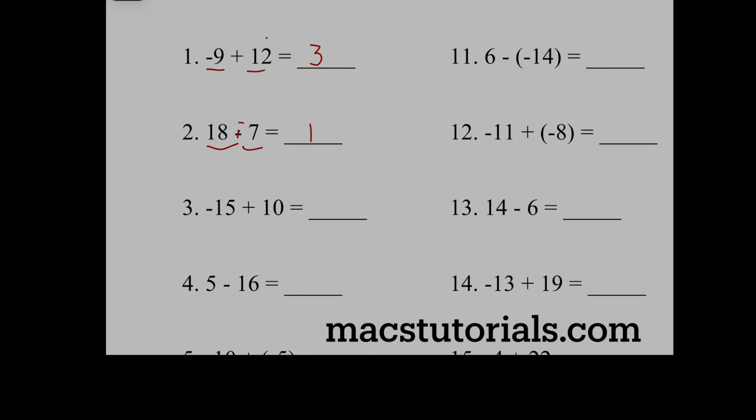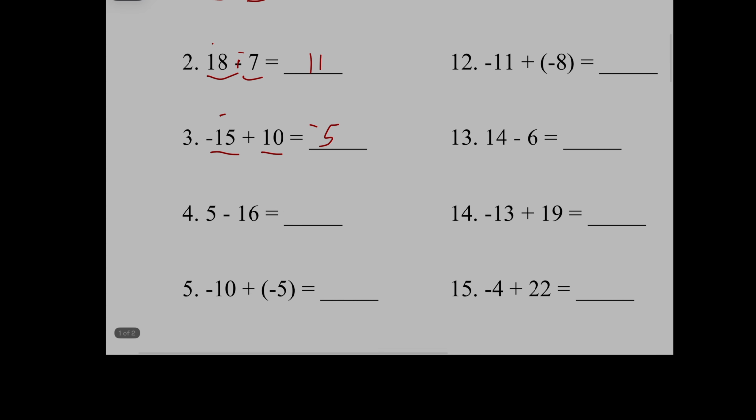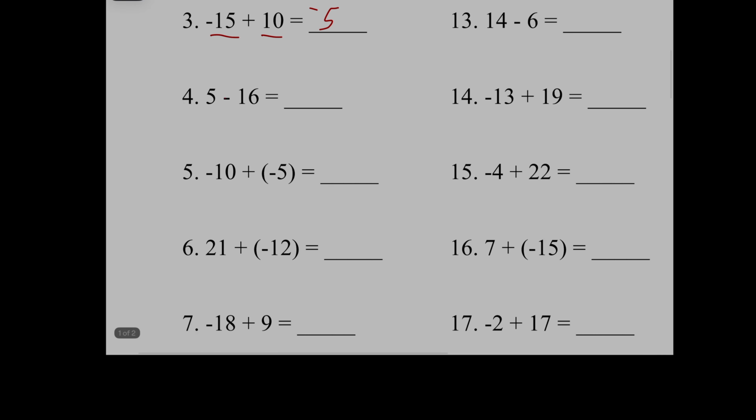Signs are different, subtract, keep the sign of the bigger number. Number 3, signs are different, subtract, keep the sign of the bigger number. Number 4 is a subtraction problem, so we have to add a line, change the sign. Now I see signs are different, so I'm going to subtract, keep the sign of the bigger number. Number 5, signs are the same, so I'm just going to add them up, and I'm just going to keep the sign.